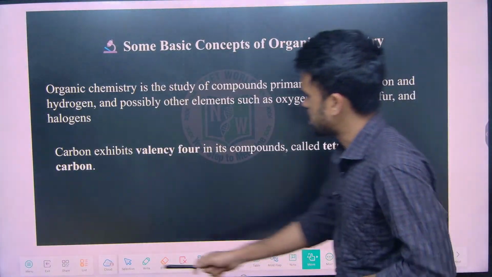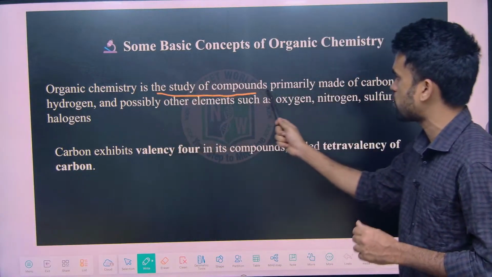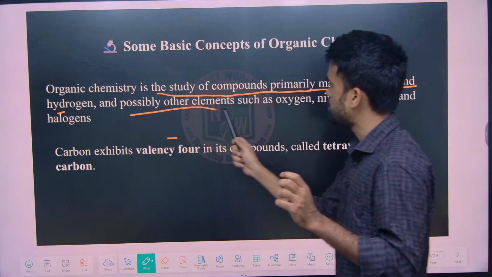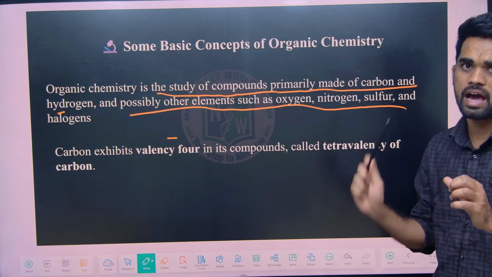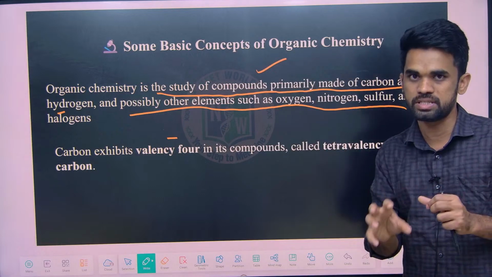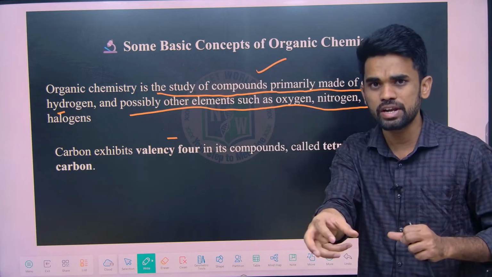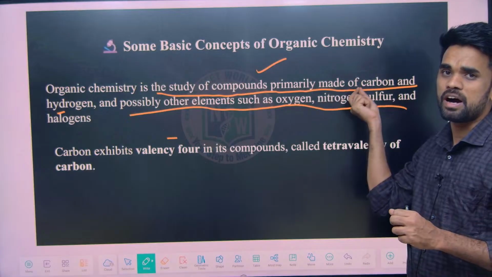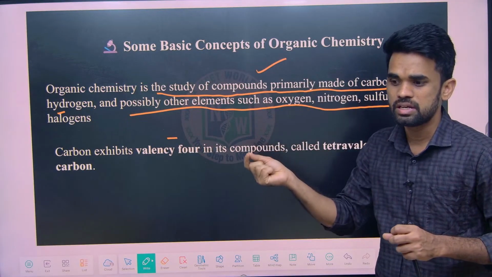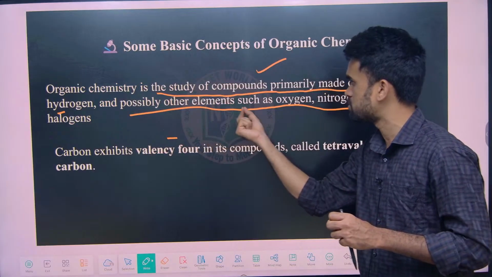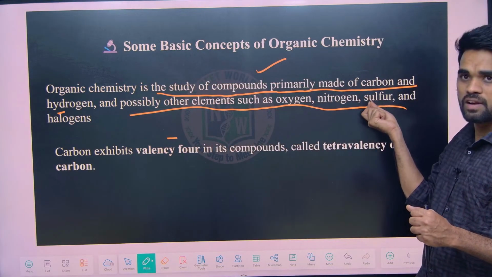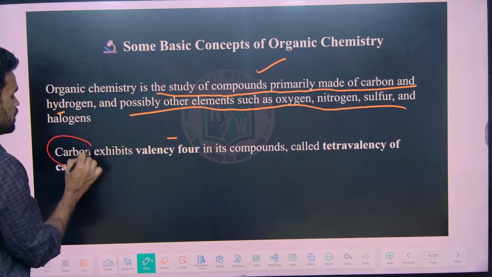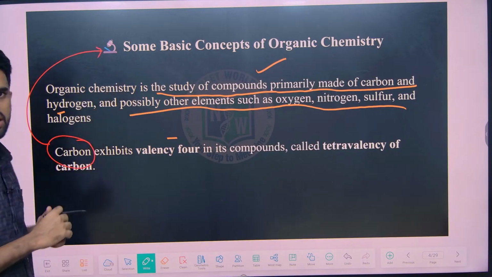You can say the organic compound definition as: organic chemistry is the study of compounds primarily made up of carbon and hydrogen, possibly some other elements such as oxygen, nitrogen, sulfur and halogens. This is what we have discussed organic compounds to mean. So organic chemistry means the study of organic compounds. Organic compounds are primarily made up of carbon and hydrogen, and sometimes they may also have some heteroatoms like oxygen, nitrogen, sulfur, etc. Now we need to understand the chemistry of carbon in order to get better clarity on organic compounds and their chemistry.